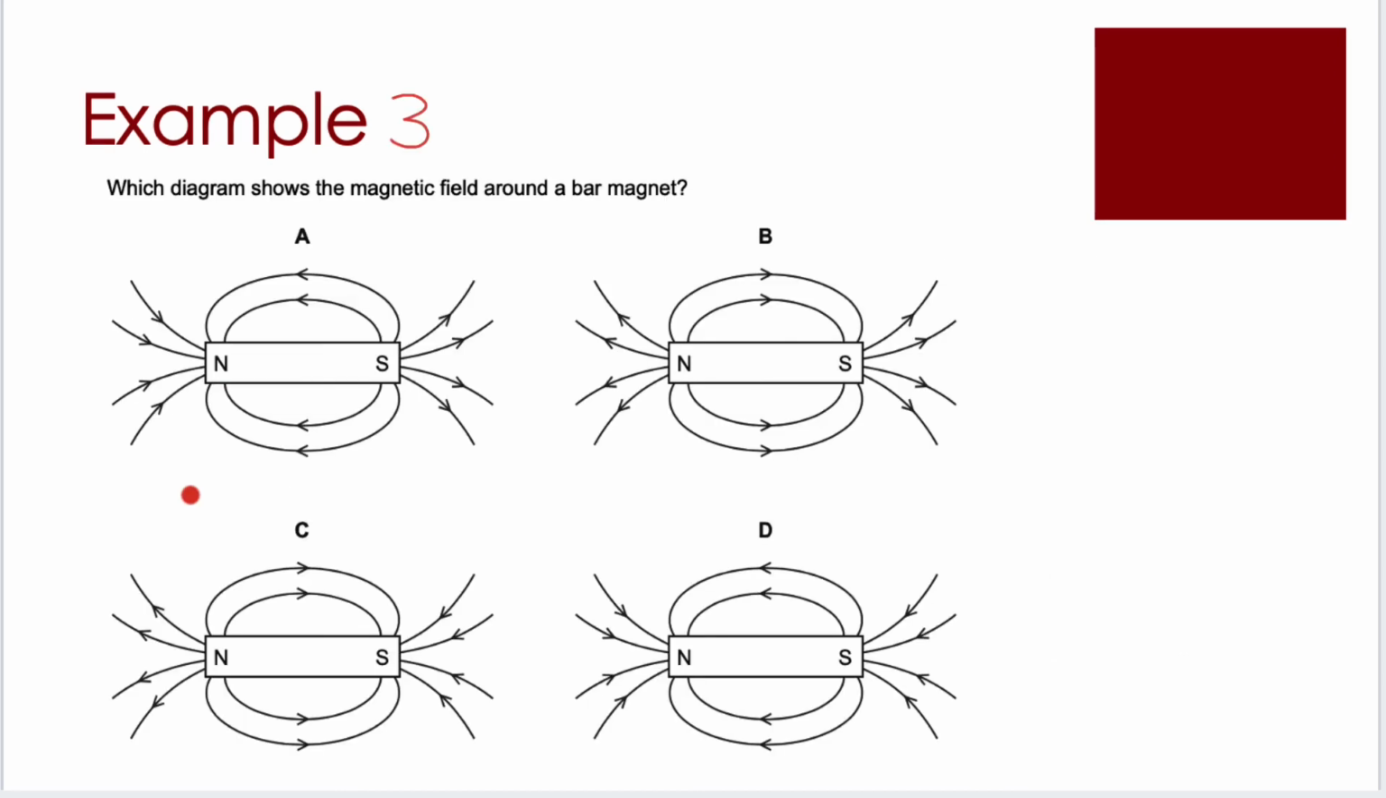Example 3. Which diagram shows the magnetic field around a bar magnet? Remember, we're looking for the direction our little test compass will point. Its north pole will not be attracted to the north of the magnet, so that's wrong. This one, it's going to have to be repelled and move away. So that one's right, but this one's wrong. Now let's look at the south pole. It's going to be attracted to it, so this one's not correct, nor this one. It looks like C is going to be our answer. Let's check. Our magnetic field lines are starting from north, going to south. Yep, this is correct.